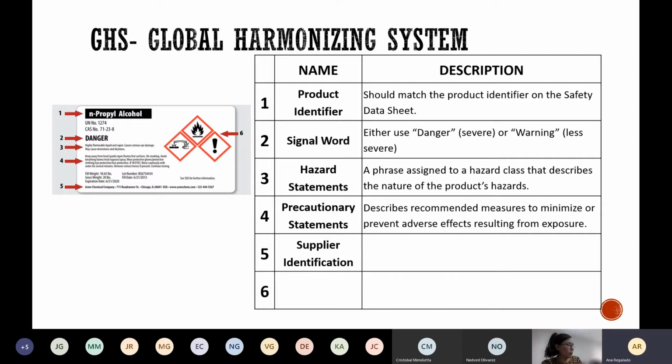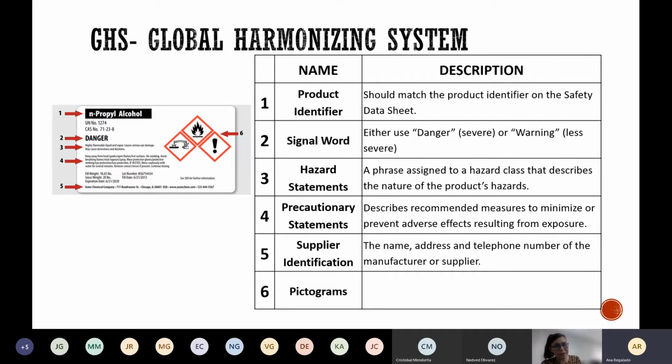And right under, you should see the supplier identification. It's usually at the very bottom of the label. That one is included because if there is an accident or exposure, you can always call the manufacturer directly, meaning the company that made this chemical. You can ask questions about how to clean it if there's a spill, or how to help someone who got exposed, and so on. First aid measures. So you can always call the supplier directly.